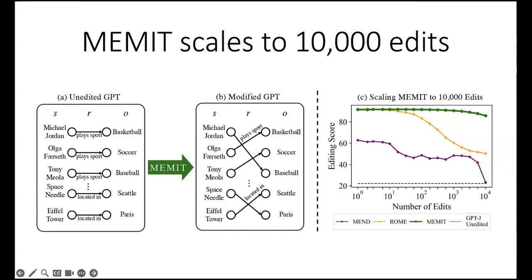So what do you think is the next step? How do you create methods that also scale? I think it's a reasonable question.